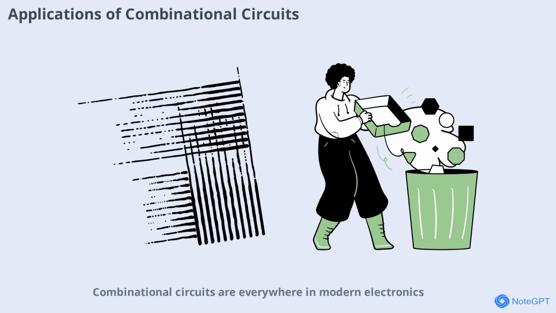Combinational circuits are everywhere in modern electronics. They're used in arithmetic logic units, data routing, memory addressing, signal processing, and much more. Their speed and reliability make them the foundation of digital systems, powering everything from smartphones to supercomputers.